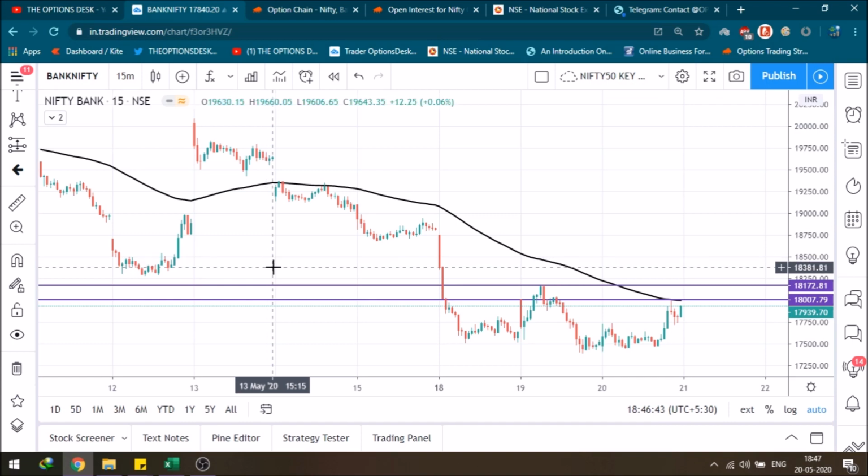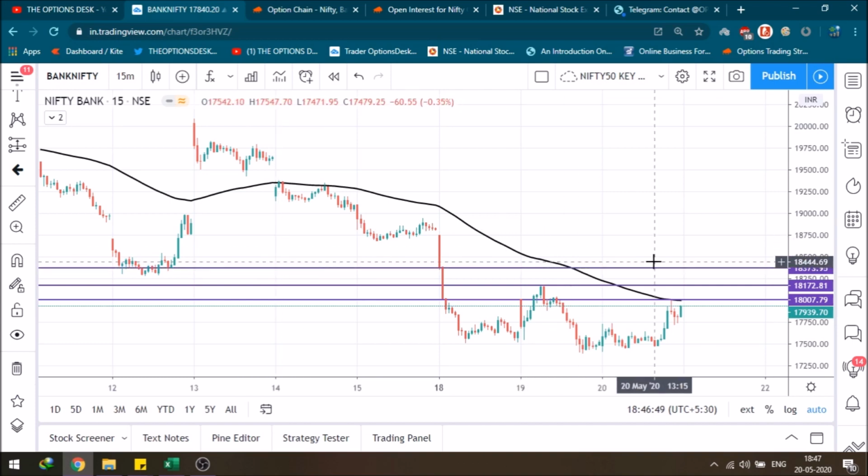Just a moment. Yeah, that is around 300 points. So we can expect a 250 to 300 points rally in the Bank Nifty tomorrow if the resistance of 18,000, or the strike of 18,000, is broken in the Bank Nifty tomorrow. So these are the major levels.